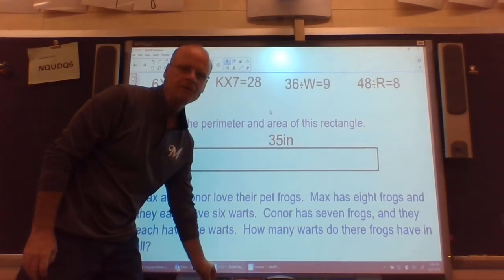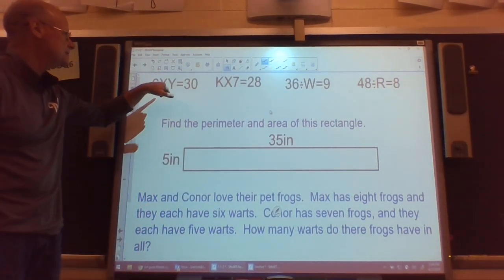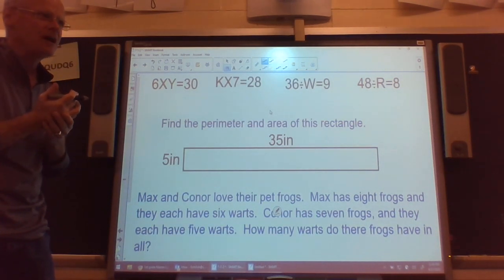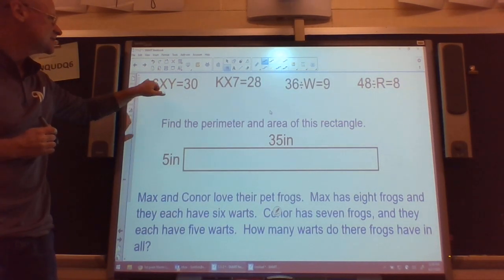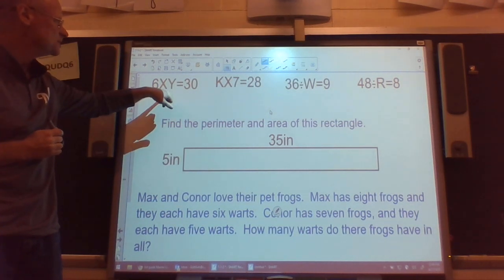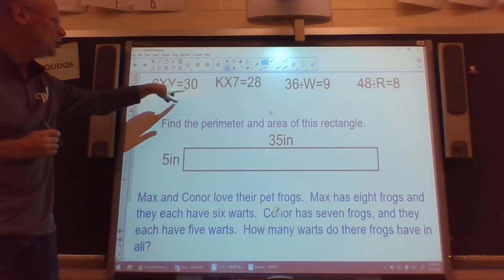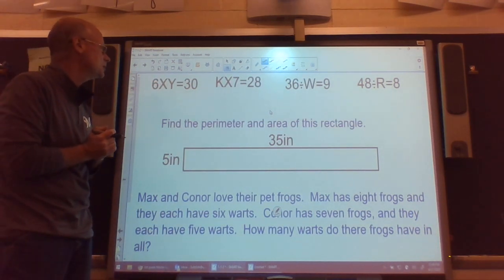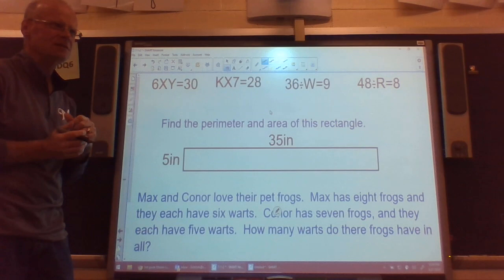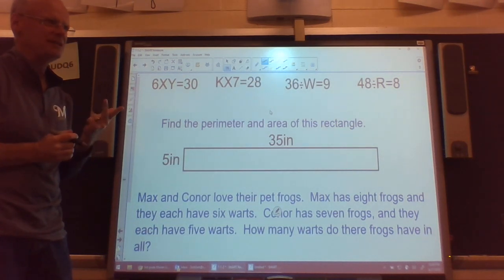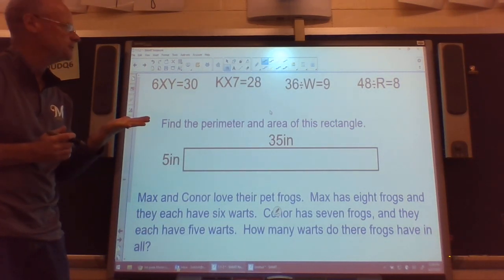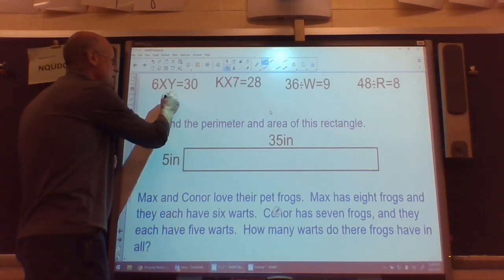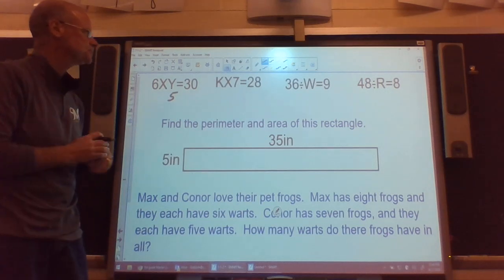Okay, our first problem is 6 times something equals 30. Now, if I was thinking of a math fact family, I could say 6 times something equals 30, or something times 6 equals 30, or 30 divided by 6 equals something. So I want to know how many 6's there are in 30. So I could count by 6, 12, 18, 24, 30. So that would be 5. So 6 times y, which would be 5, equals 30.